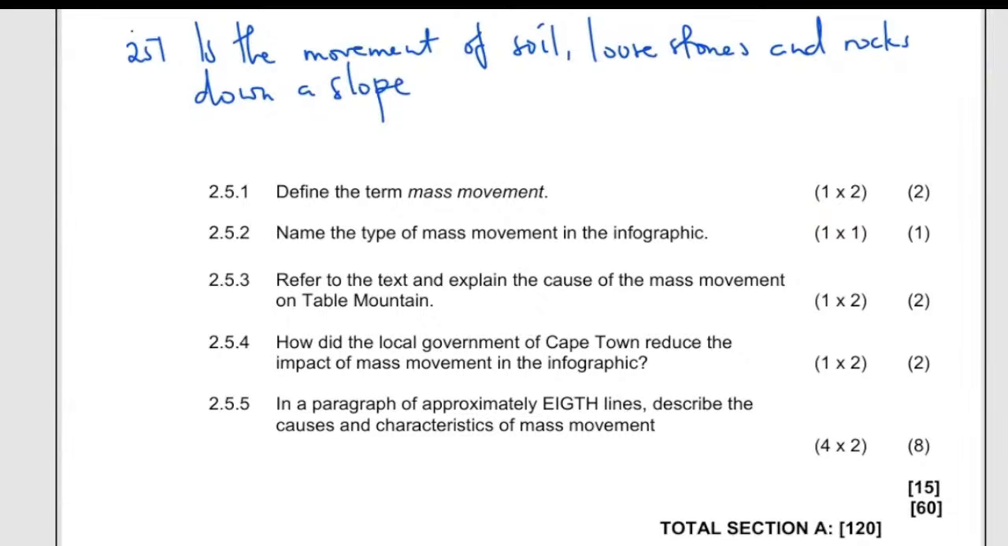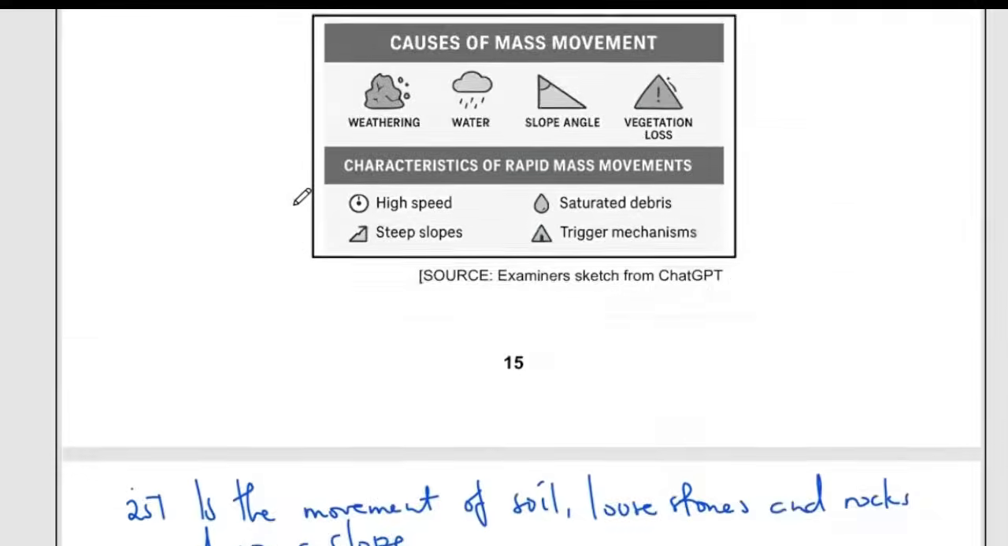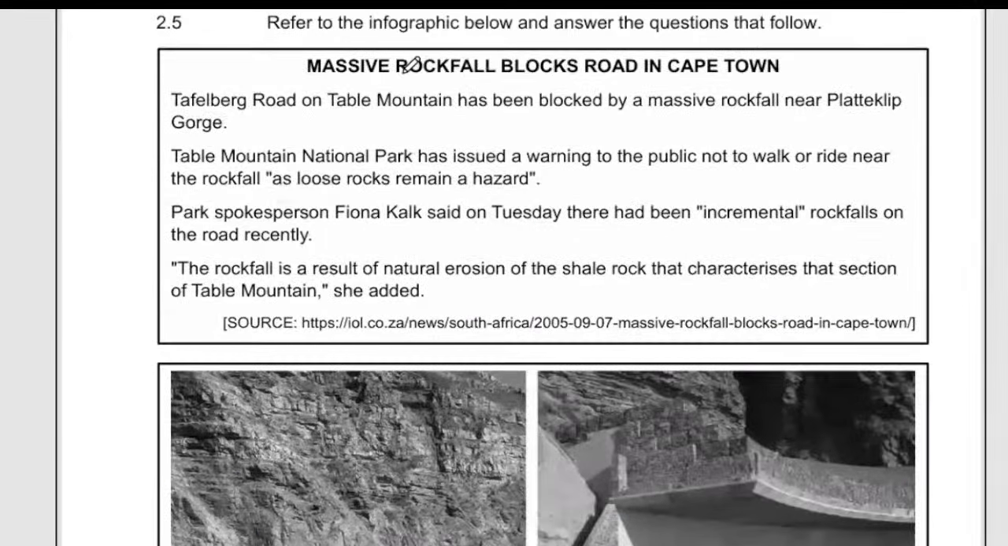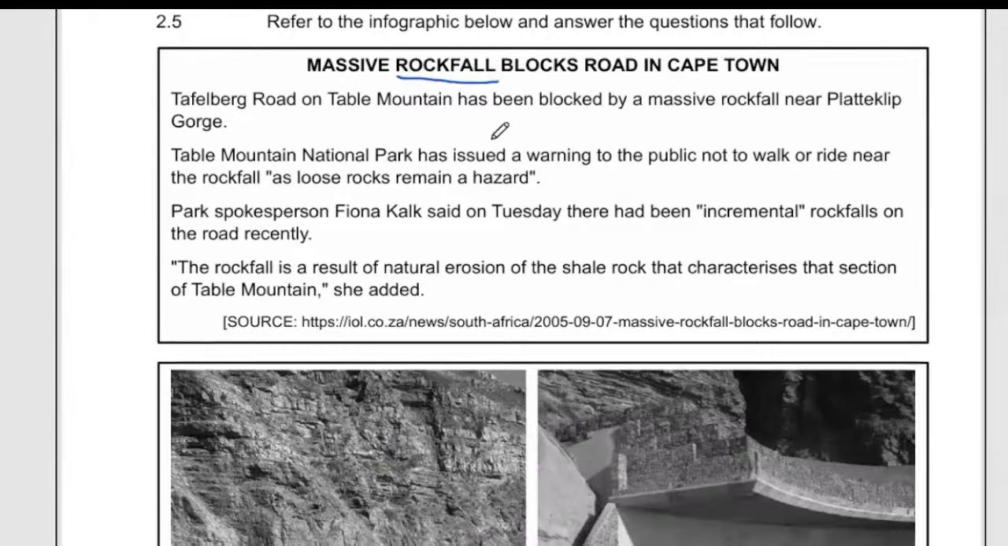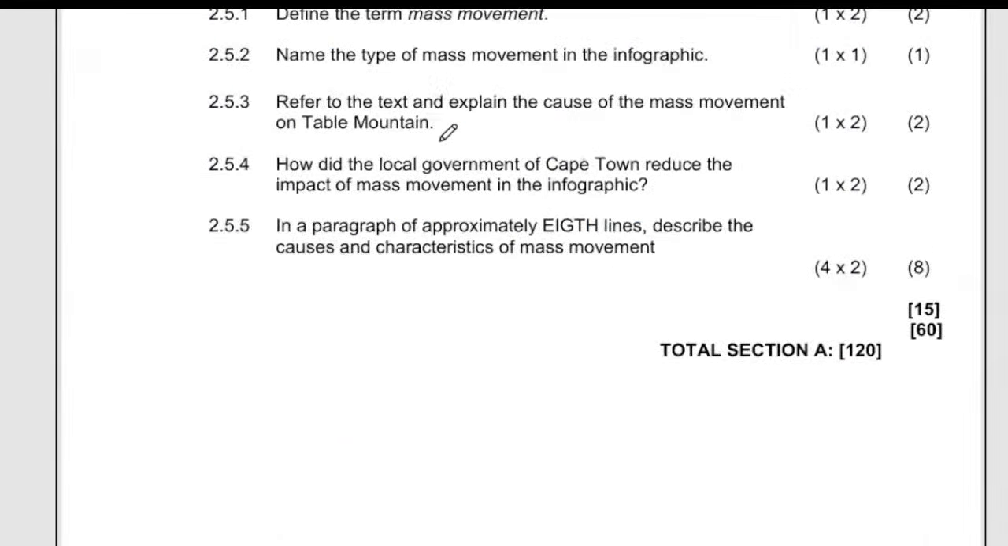That is the general definition of mass movement: the movement of soil material, loose stones, and rock material down a slope under the influence of gradient. Name the type of mass movement in the infographic. Our infographic here is telling us that there are rockfalls. Massive rockfall blocks the roads.